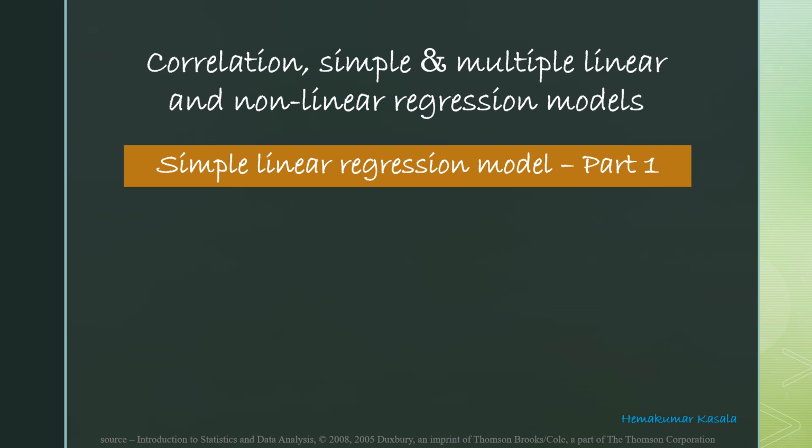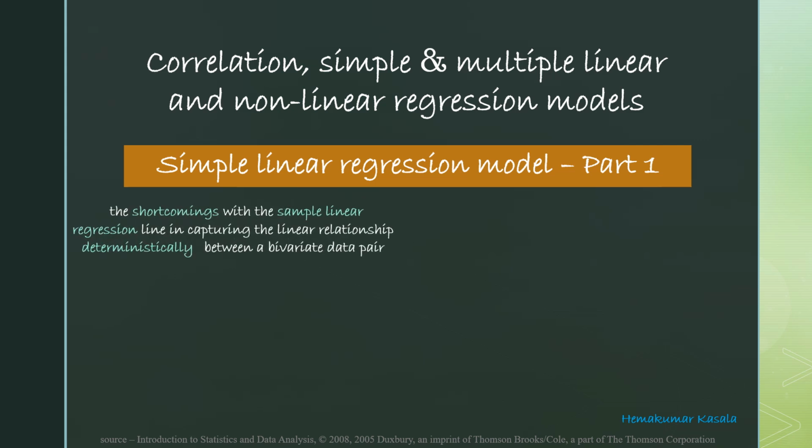This lecture focuses on part 1, and in part 1, we understand the shortcomings with the simple linear regression line in capturing the linear relationship deterministically, if it exists, between a bivariate data pair, and introduce the need for a probabilistic model, namely the simple linear regression model.